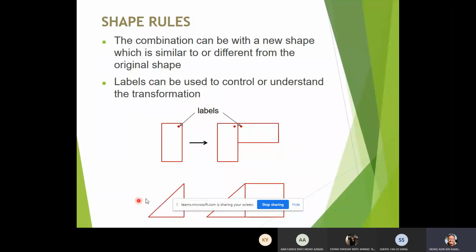Okay, so this is where you combine the original shape with a new one. The original shape is a triangle, and then you combine it with a square. Okay.